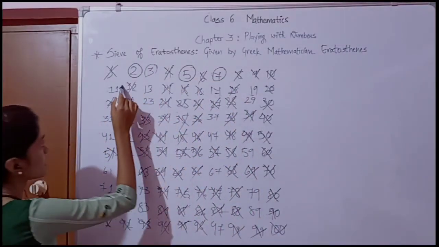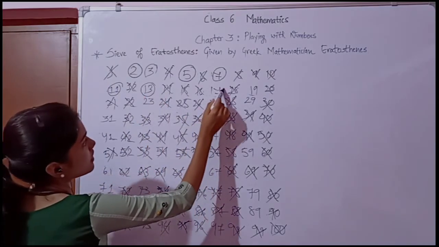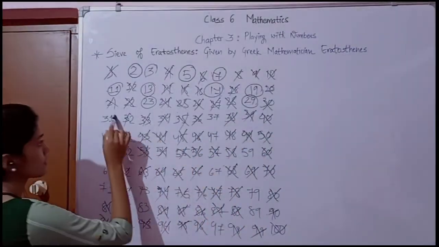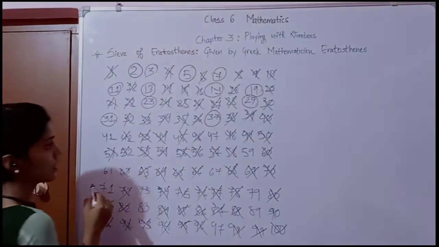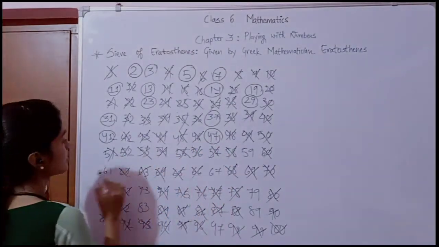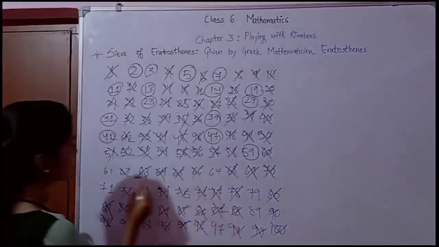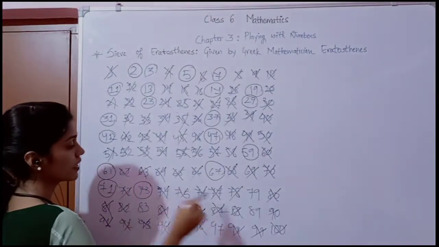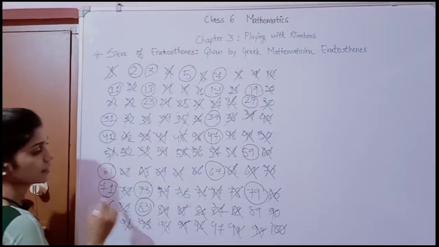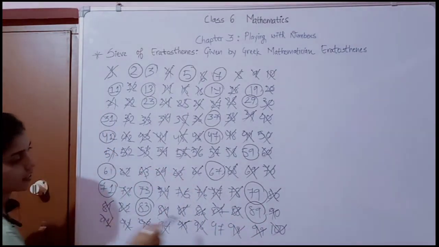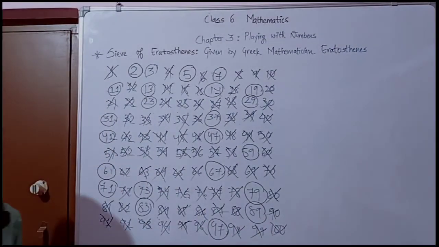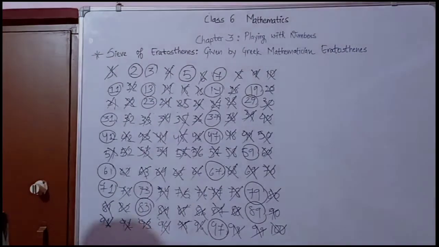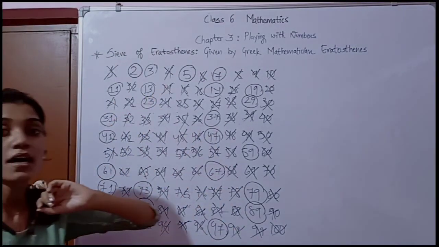Then there is no multiple of 11, there is no multiple of 13, 17, 19, then 23, 29, 31, 37, 41, 47, then 59, 61, 67, 71, 73, 79, 83, 89 and 97. So these are the numbers which do not have any more multiples. So we can say that these are all prime numbers.